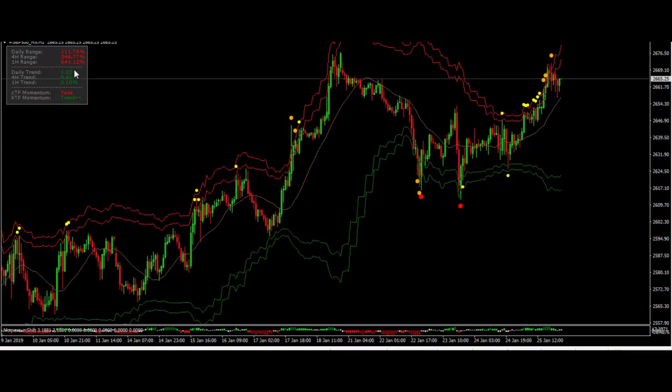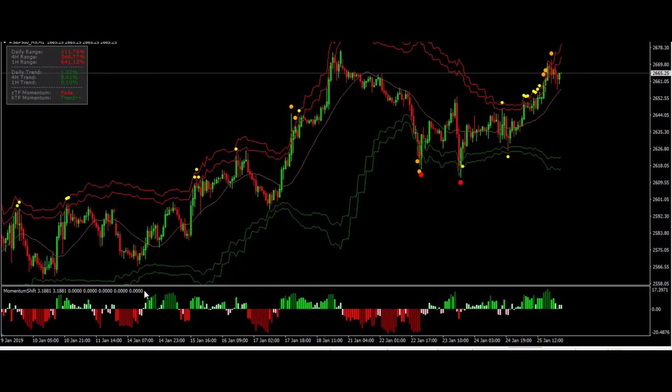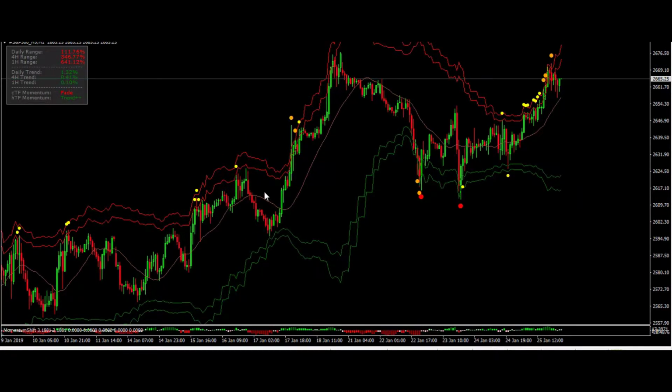In the last video, we talked about the different indicators that make up the OBIO. We talked about the trend information box up here. We talked about the momentum shift indicator that's sitting in the window down in the lower part of your chart. We talked about the oversold and the overbought channels, the red and green channels. We talked about the middle band that runs in the middle of this range. And we talked about the different colored dots and what they mean.